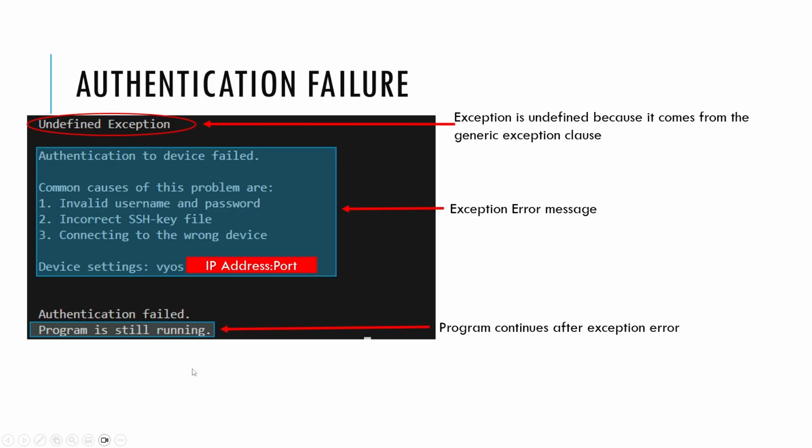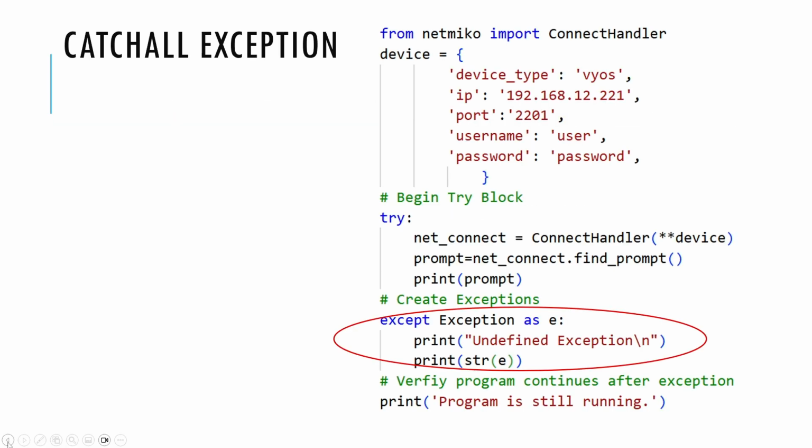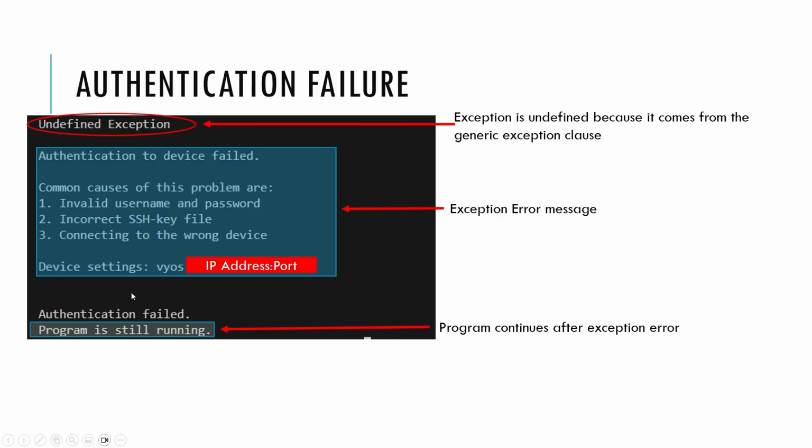So here's an example of it executing, and it did indeed print an undefined exception, because we don't know what the generic catch-all exception is. Then it said the authentication of the device failed, and it converted that message to a string and printed it, and our program is still running. So let's go back to here and take a look at it. It did actually catch the exception, it printed that text, created a new line, and then it printed the actual output of that exception. And there it is again.